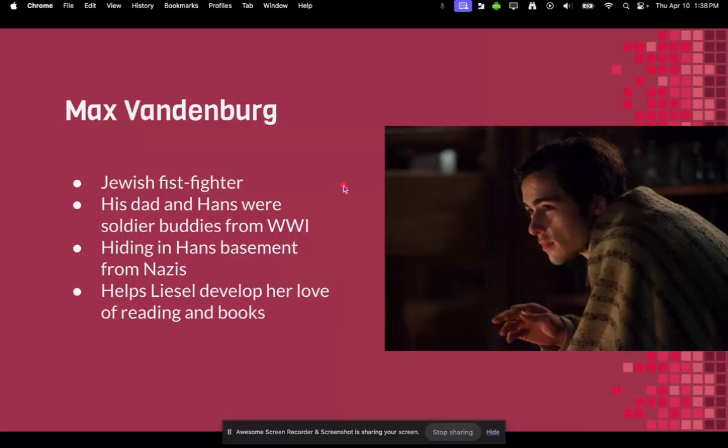We then have Max, and he was a Jewish fist fighter. His dad and Hans were soldier buddies from World War One. That is why Hans is hiding him in the basement from Nazis, because it's like he's paying back Max's dad. He also helps Liesel develop her love of reading and books.